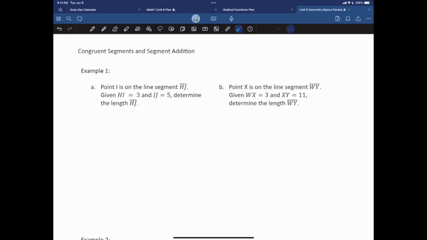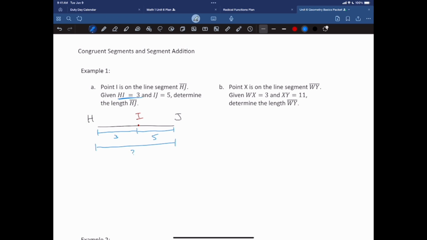We have example 1. We have 2 problems in example 1. Point I is on the line segment HJ. So I'm going to draw that. We have a line segment HJ. We're told that a point I is somewhere along it, right? I'm going to use a couple different colors to help me keep the numbers straight. We have HI, this length right here, is 3. We have IJ, this length right here, is 5. And what we're looking for is the total.